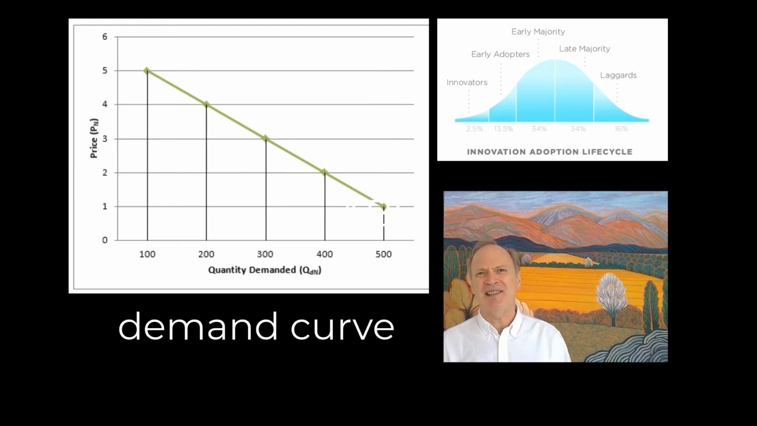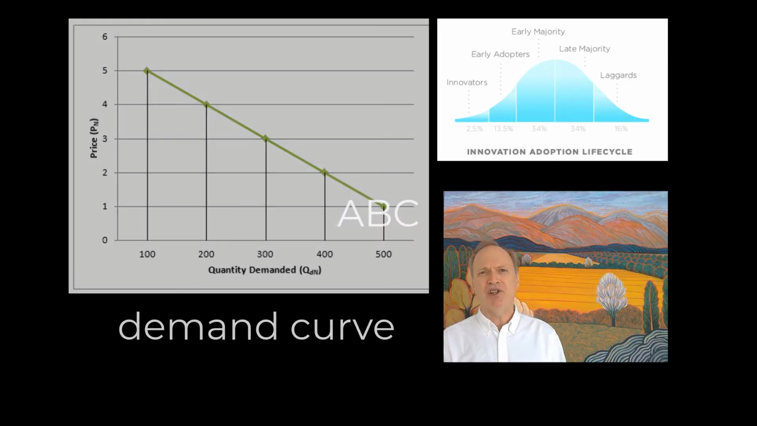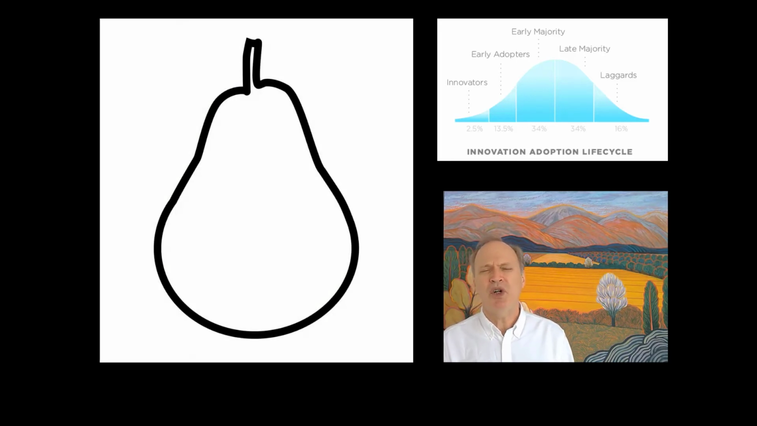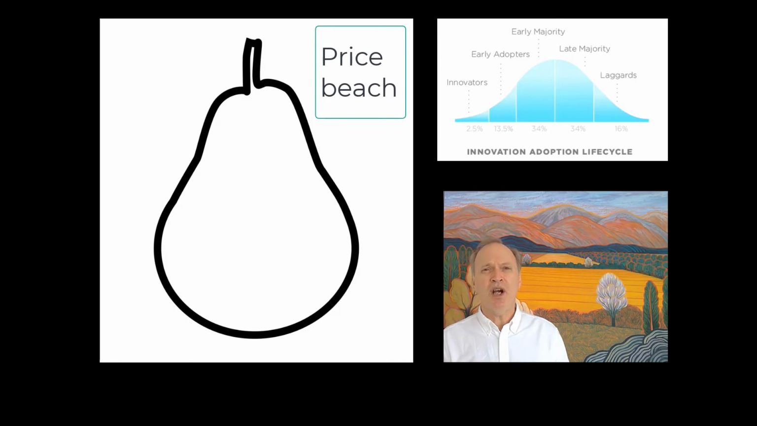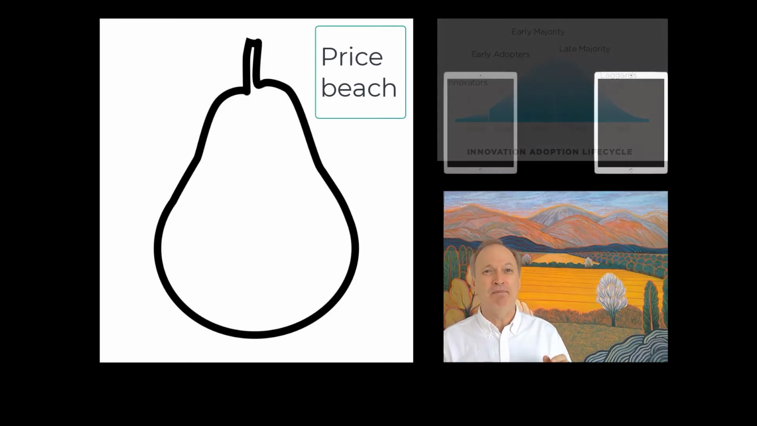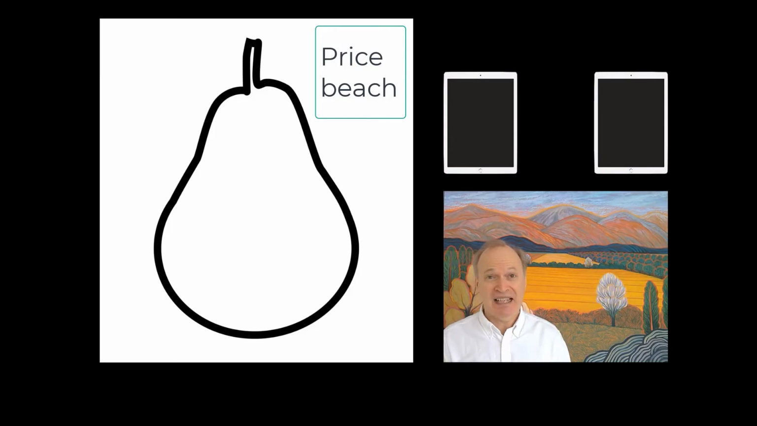Let's represent that as a pear-shaped beach. A pear-shaped beach, which we'll call the price speech. 2 companies are selling exactly the same product. They are literally both iPads, identical. There's no difference. They have the same brand name, same technology, same box, literally identical. The only thing that these firms can choose is their prices.